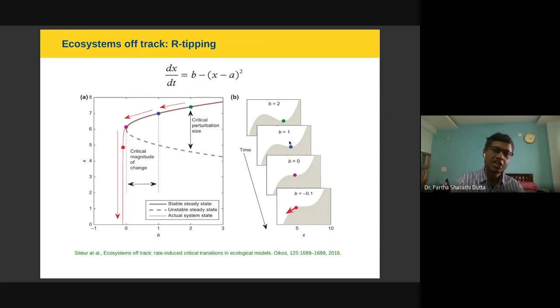If you carefully see this figure, for b2 the potential well is deeper. As I take b1, it is becoming shallower. At b0, the alternative stable state does not exist. And when it is b minus 0.1, the system will start moving to an alternative steady state. So this figure is obviously an example of b-tipping.